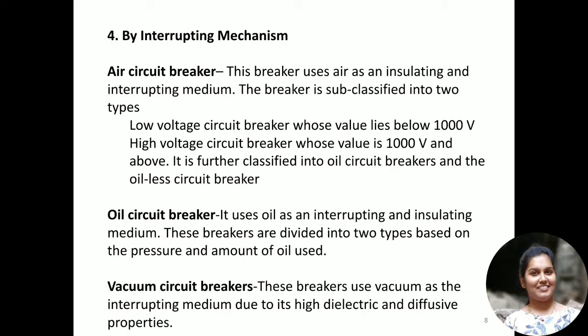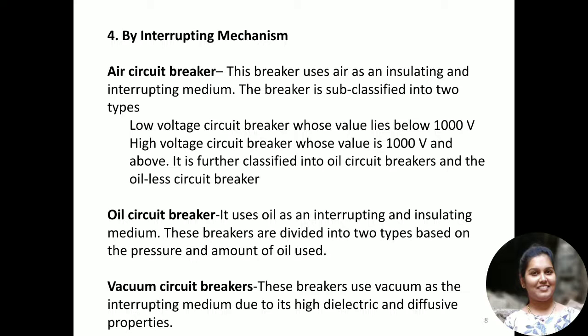In this category, we see many kinds of circuit breakers, almost up to 9 different types of circuit breakers are available in the interrupting mechanism. So let's see one by one. First one is air circuit breaker. This breaker uses air as an insulating and interrupting medium.